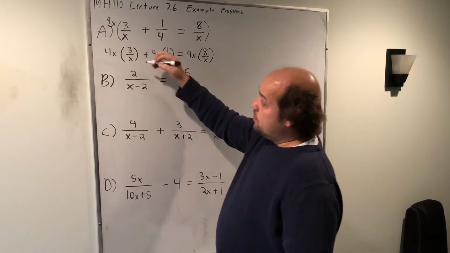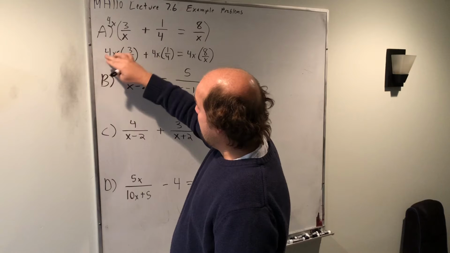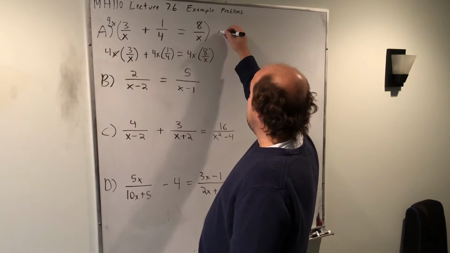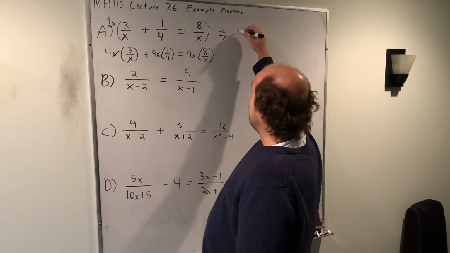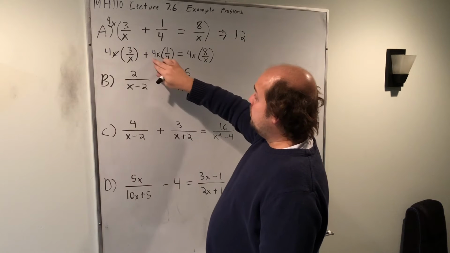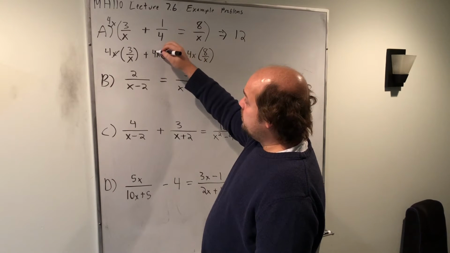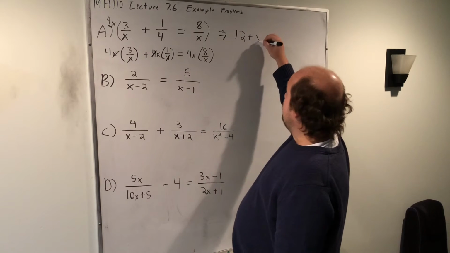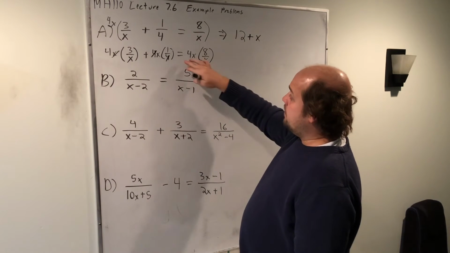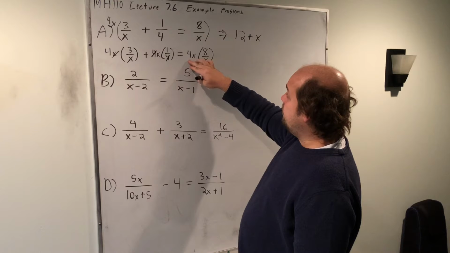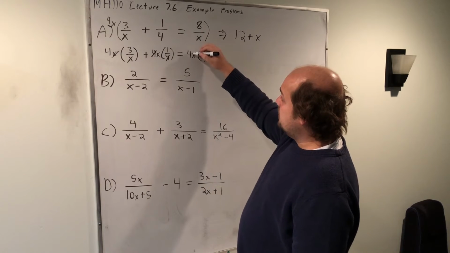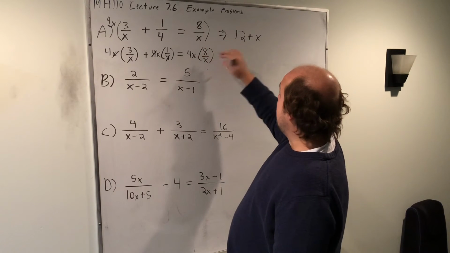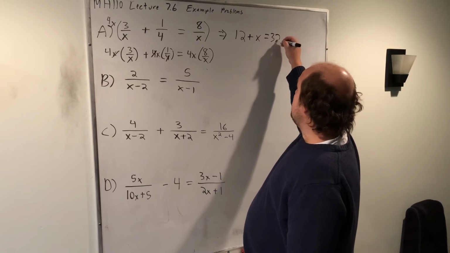4x times 3 over x, the x's go away and leave me with 4 times 3, which is 12. When I do 4x times 1/4, the 4's go away and they leave me with x times 1, which is just x. Finally, on the right hand side, when I do 4x times 8 over x, the x's go away, 4 times 8 gives me 32.